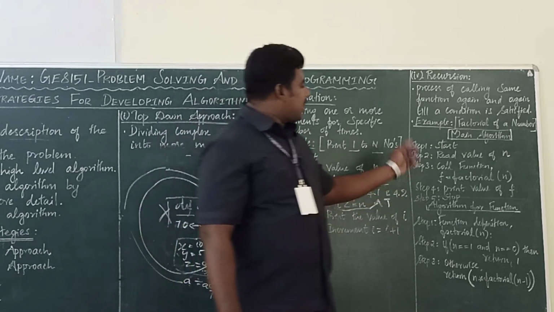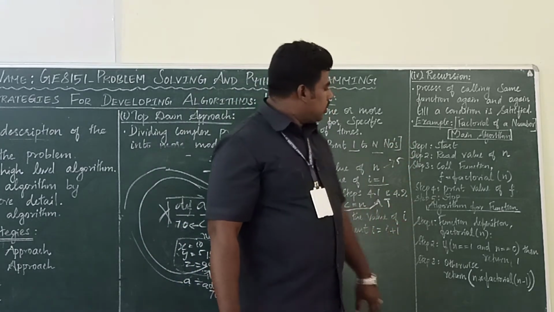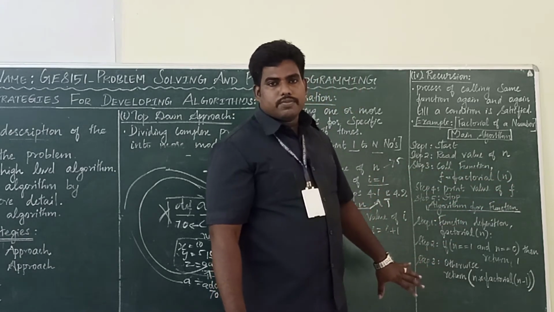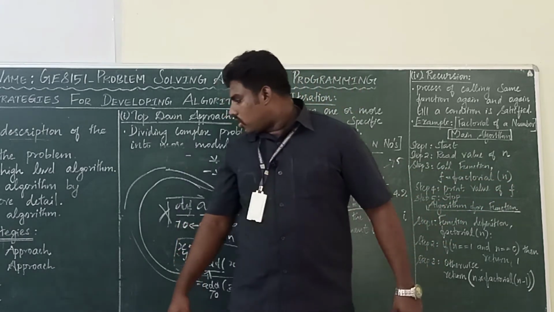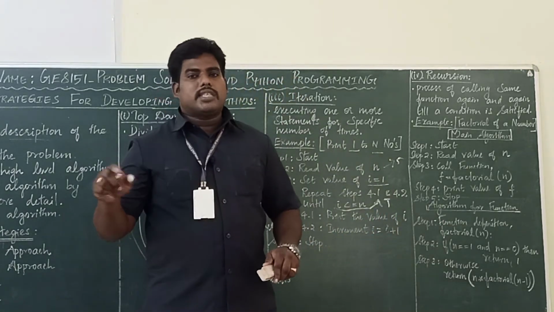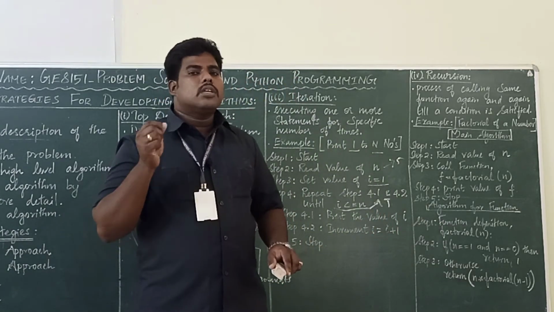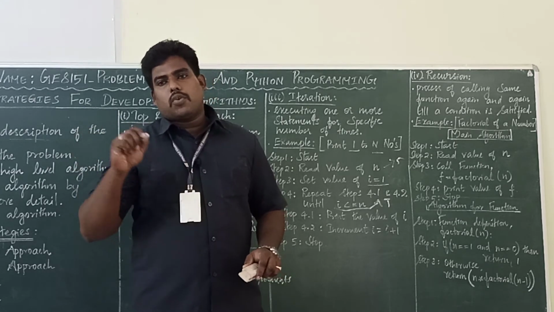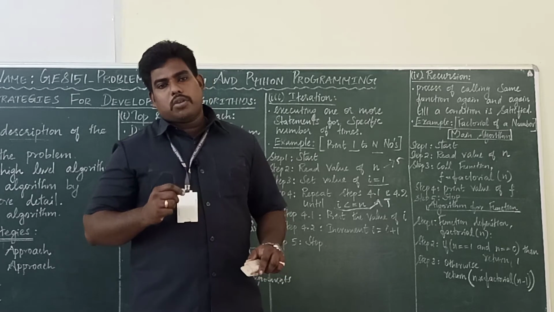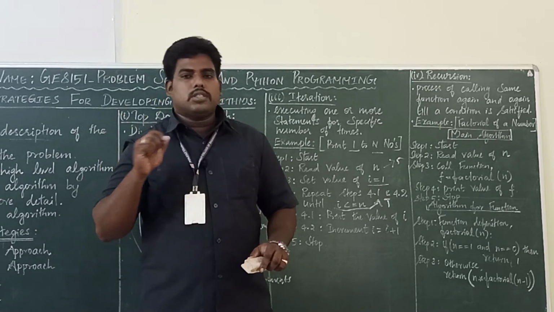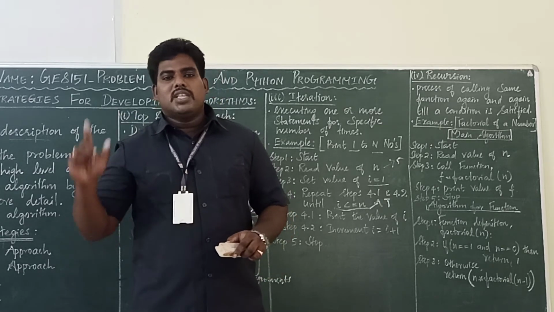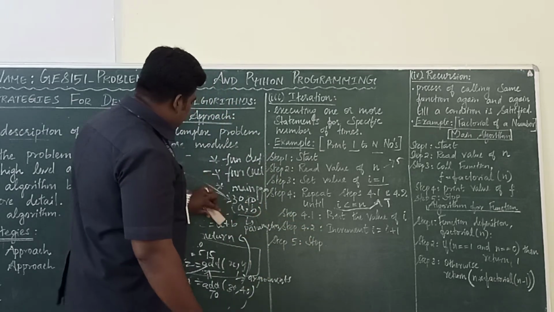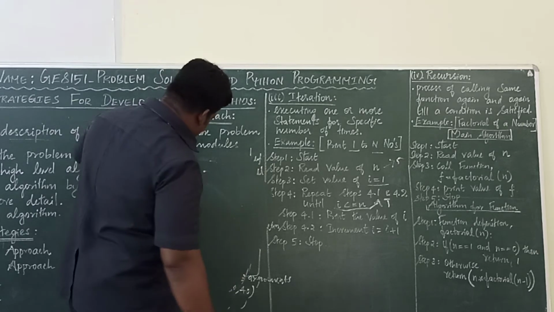Now we can see the recursion algorithm. Here I am going to use the factorial concept. What is factorial? Multiplication, right? For example, 5 factorial means 5 into 4 into 3 into 2 into 1. You will get the answer 120. What's the 1 factorial value? The answer is 1. What is the 0 factorial value? The answer is 1.